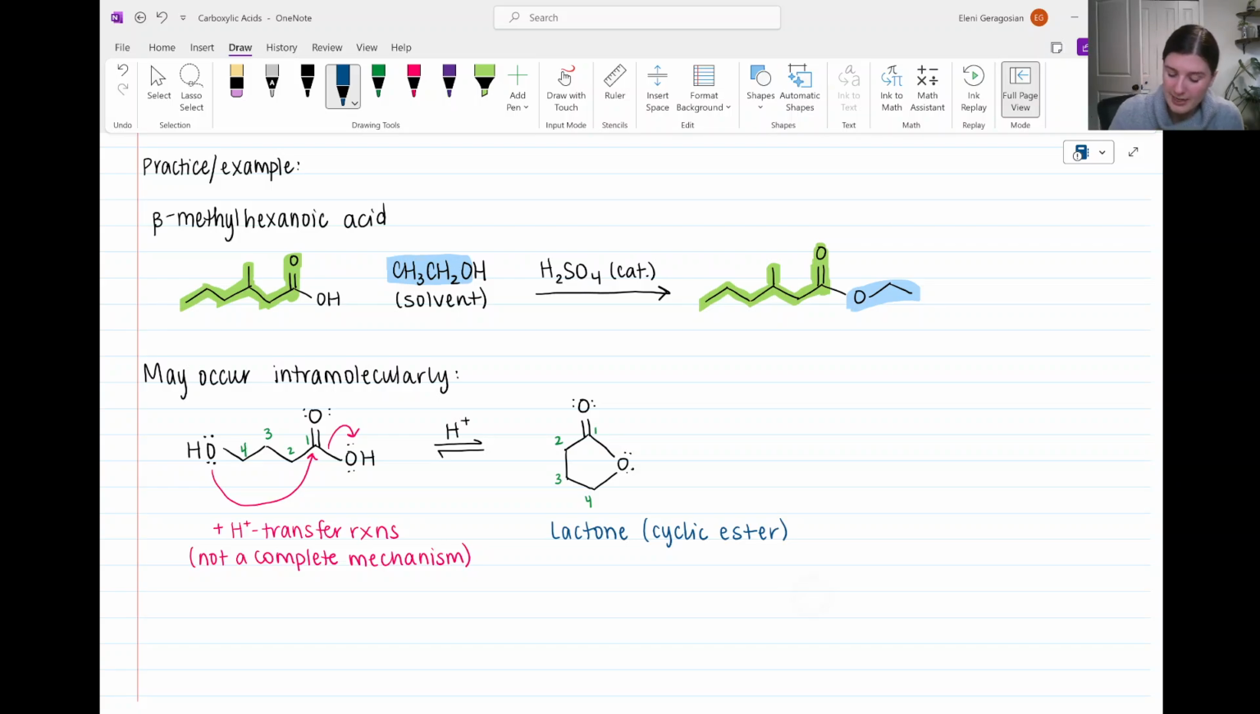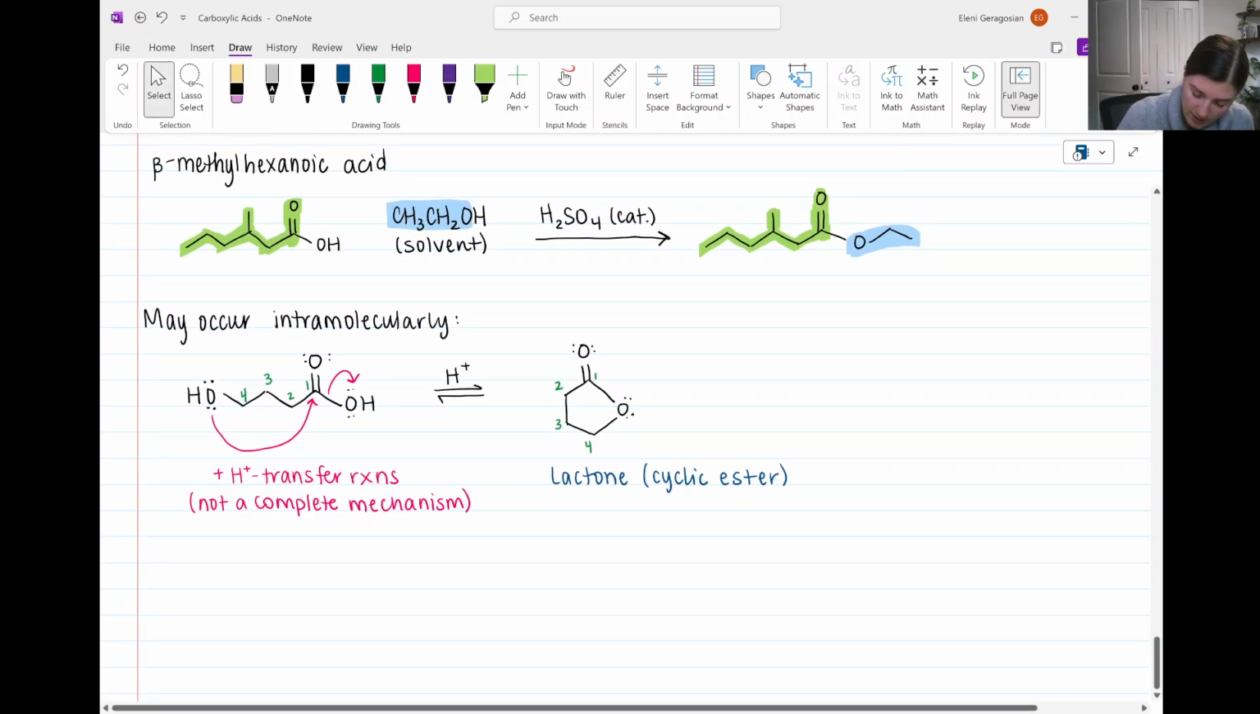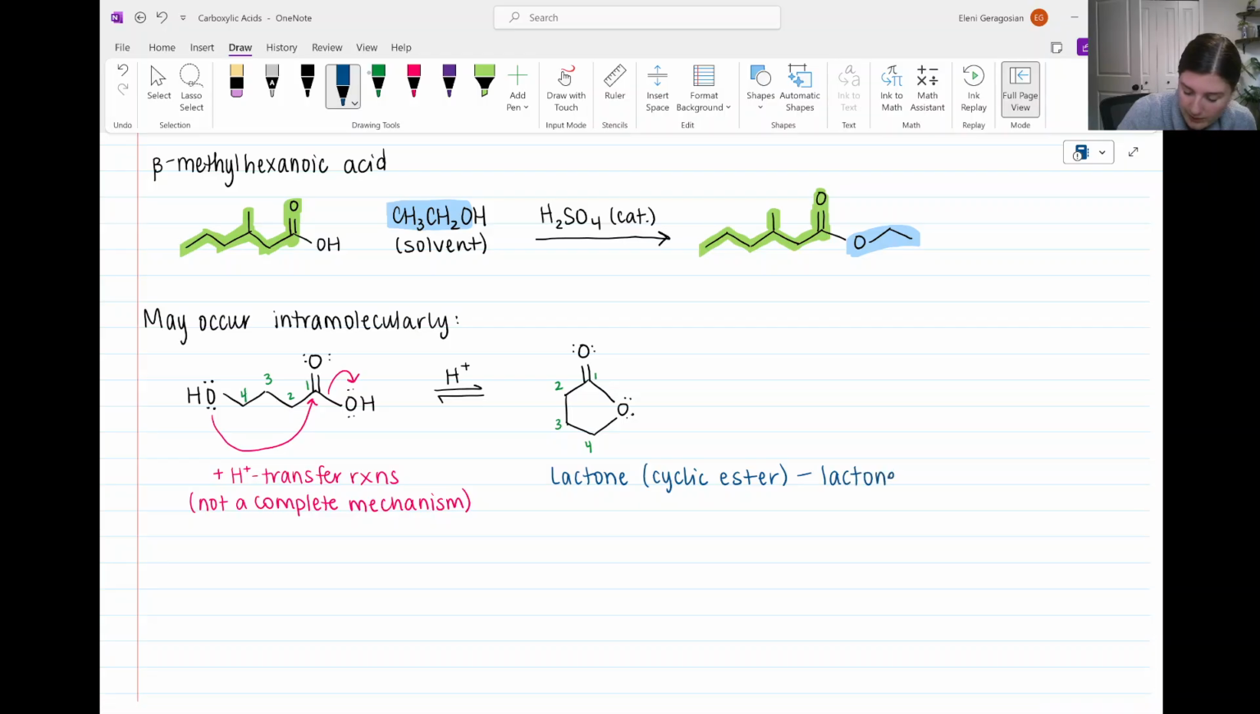Now, a little side note about lactones. Lactones and lactone derivatives are often used as flavors and fragrances. So lactones have a fruity and dairy scent or flavor.